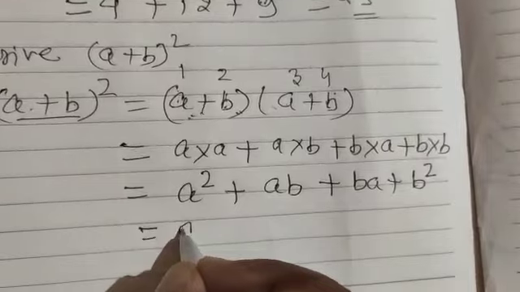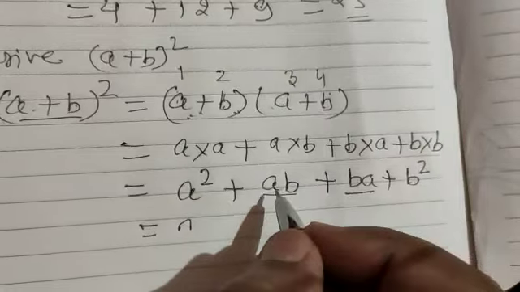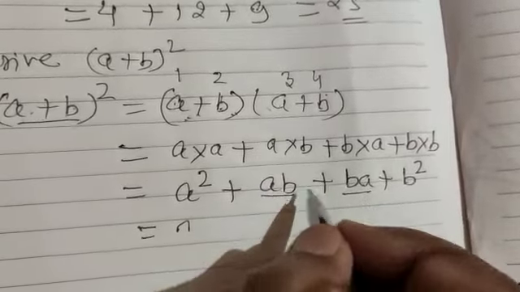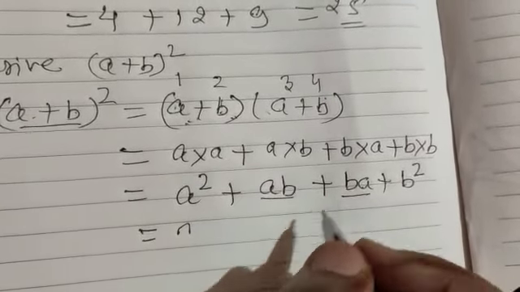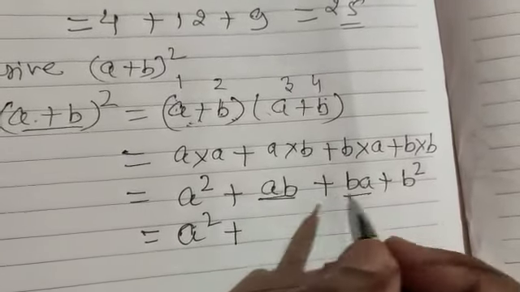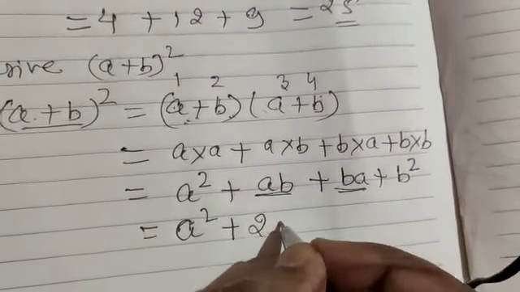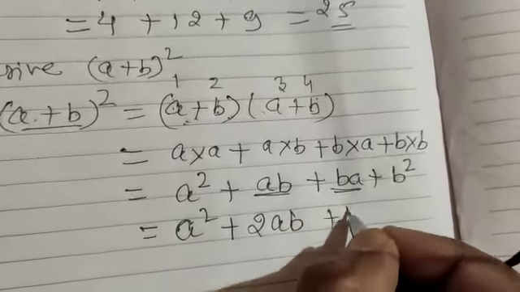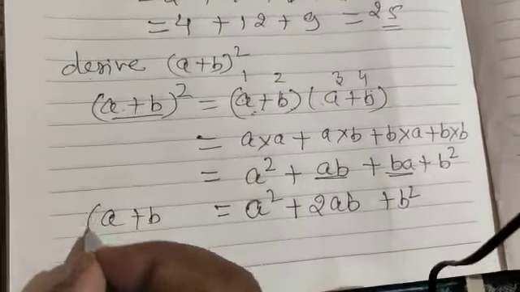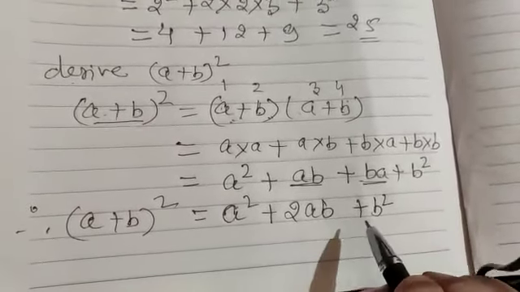Now we know that ab and ba are like terms because a multiplied by b and b multiplied by a are the same, because they are commutative in nature. Therefore it is a square, and ab plus ab is equal to 2ab, twice of ab, plus b square. So we reached the final expression, that is (a + b) whole square equal to a square plus 2ab plus b square.